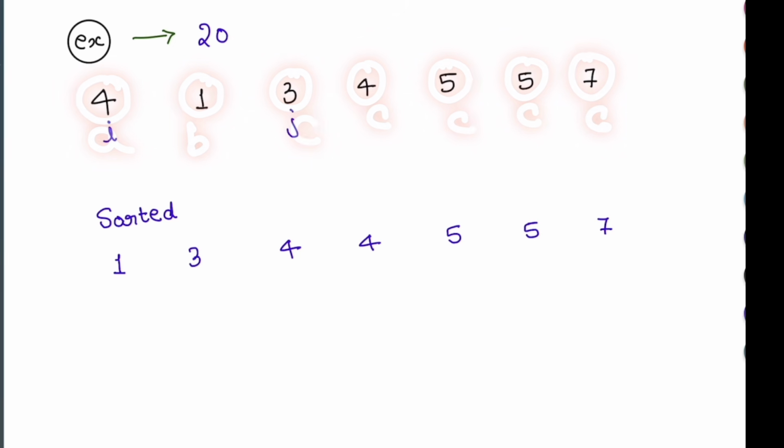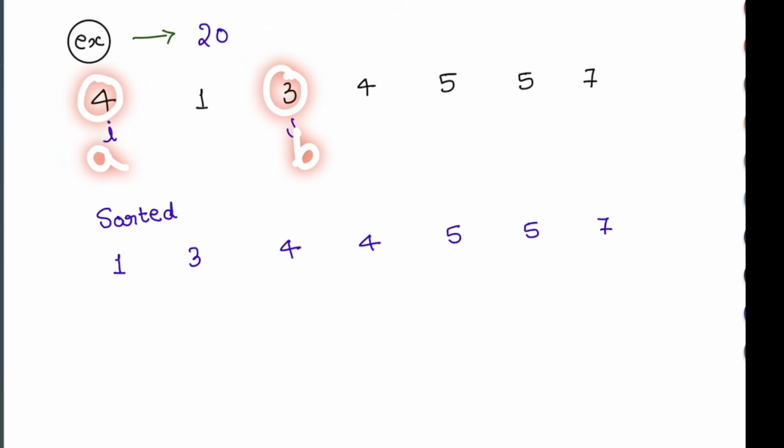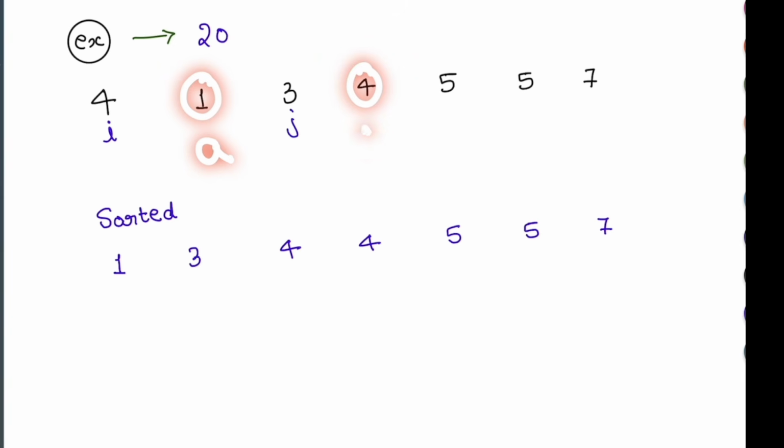After I am done with this, I will change my A and B pair. I will say this is still A, now this is B. So what are the different triplets you can form? This can be C, this can be C, this can be C, this can be C. Moving ahead, later on maybe this is the A and this is B, then this can be C, this can be C, this can be C.